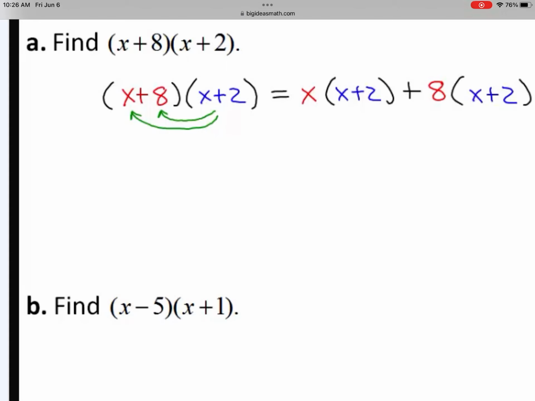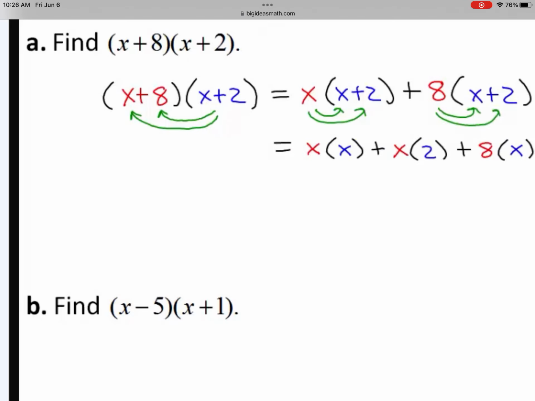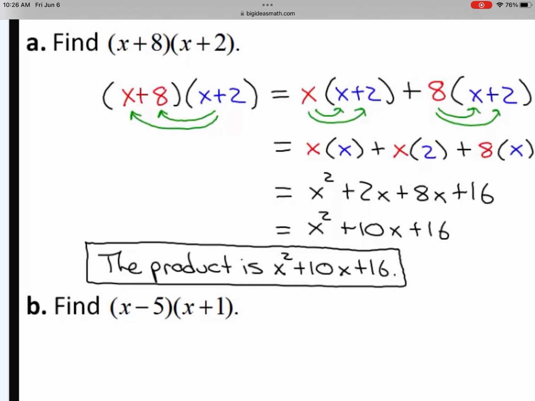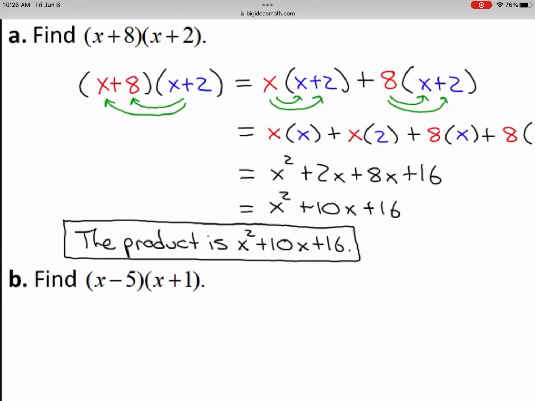Next, use the distributive property a second time. Multiply x times x and x times 2, and multiply 8 times x and 8 times 2 to get x times x plus x times 2 plus 8 times x plus 8 times 2, which simplifies to x squared plus 2x plus 8x plus 16, or x squared plus 10x plus 16. So the product is x squared plus 10x plus 16.